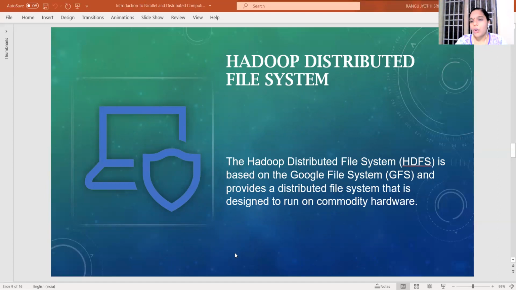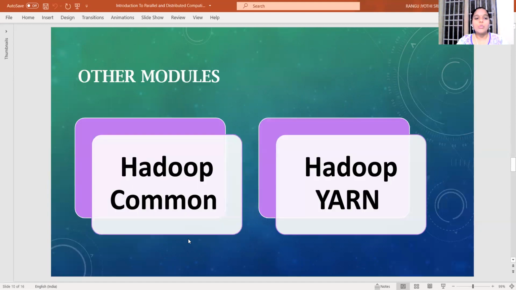It is highly fault tolerant, and it also provides high throughput access to application data, and it is suitable for applications having large data sets. So this is what Hadoop Distributed File System is. And coming to the other two modules, that are Hadoop Common and Hadoop YARN.